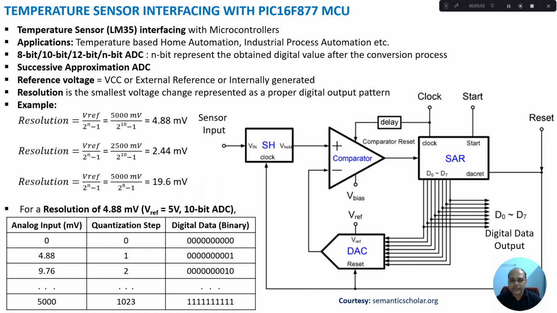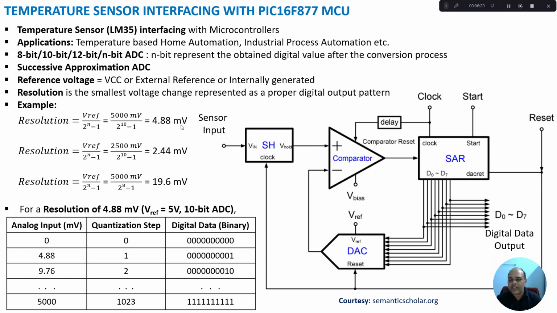If my sensor gives a value less than this 4.88 millivolt, in that case, we need to go with either a 0 volt approximation or a 4.88 millivolt approximation. So a proper binary bit pattern will not be obtained. So the minimum resolution for a 10-bit ADC with a reference voltage of 5 volt will be 4.88 millivolt.